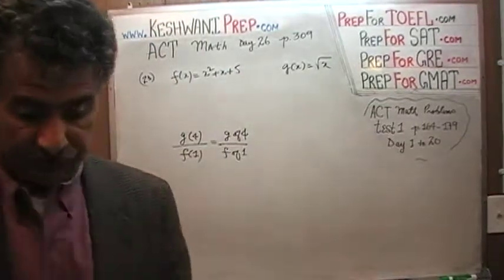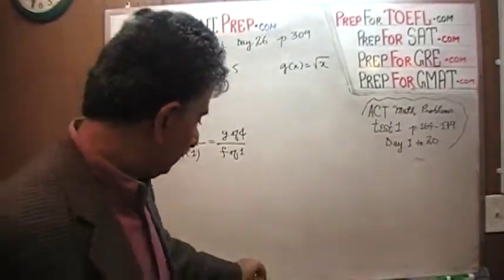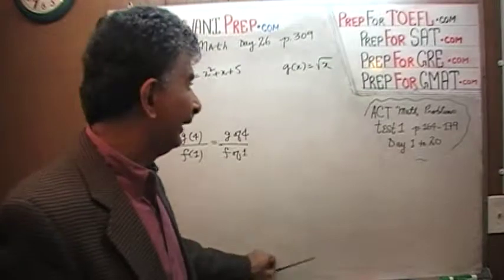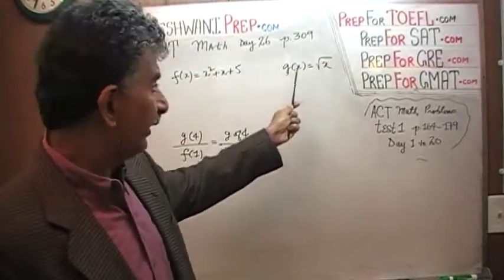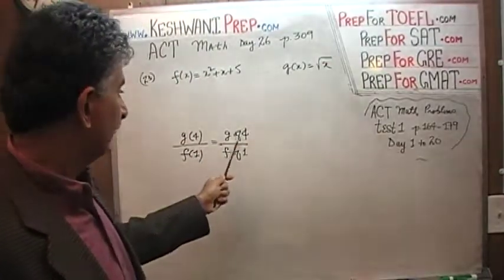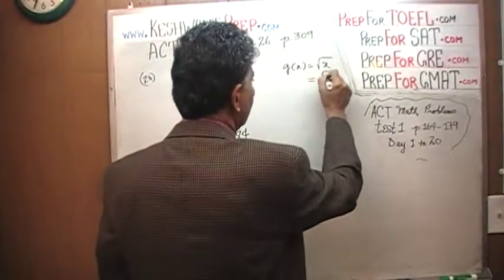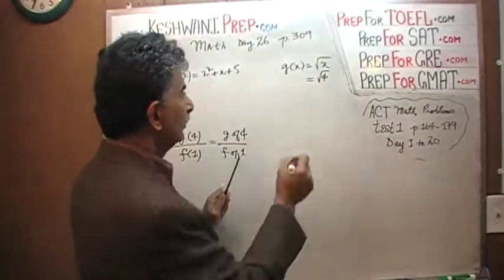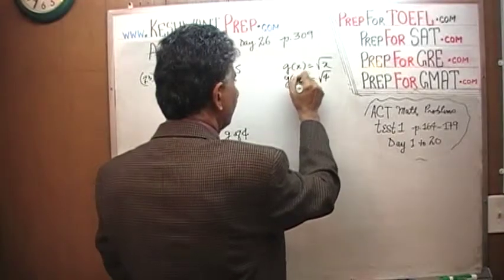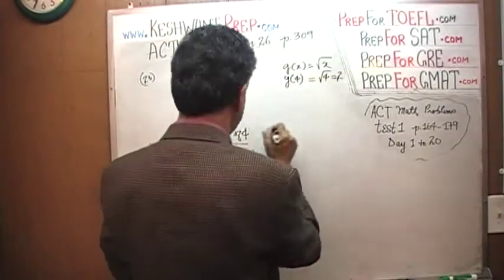g of 4 simply means the value of the function when x happens to be 4. So let's find out the value. What is the value of this function when x happens to be 4? Well, we just substitute 4 in here, and square root of 4 is 2. So it turns out that g of 4 equals 2. So that's the top part.